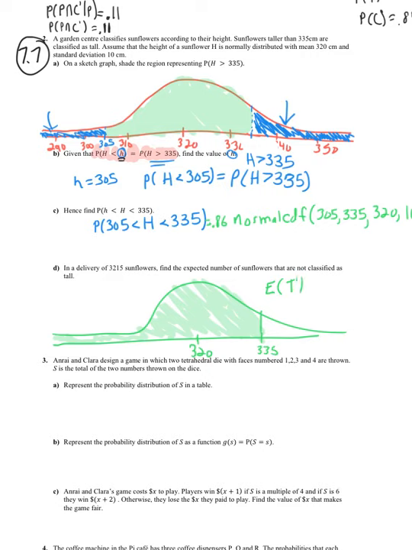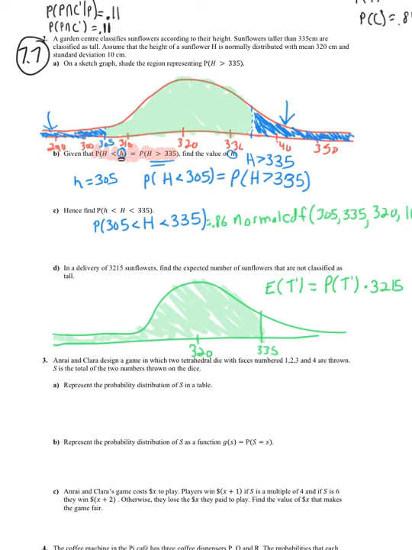So the expected value that they're not tall is going to be the probability that they're not tall times 3,215. And again, you probably need to do normal CDF for that. My graph doesn't look very good, my normal distribution curve. It's going to be a little more smooth than what I drew. But that's the idea for this particular problem.